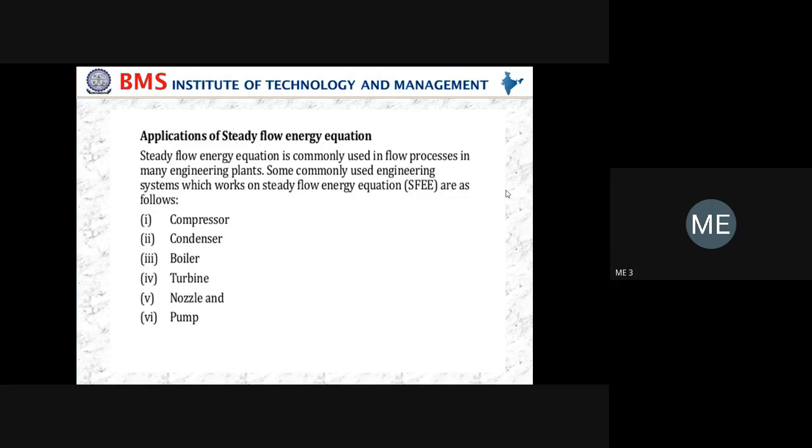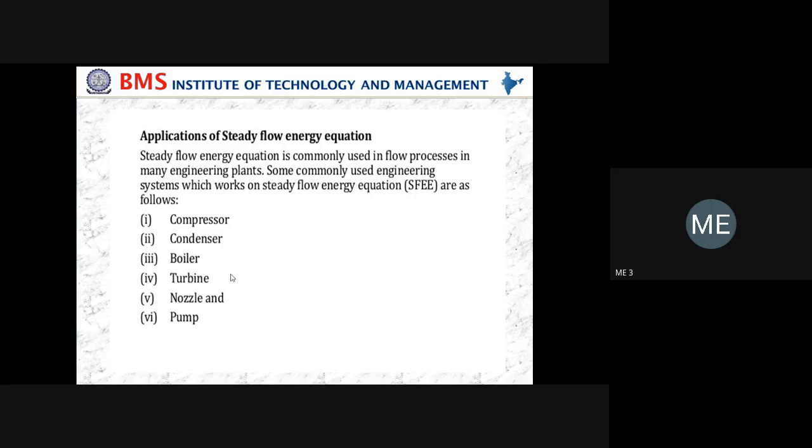We have thermal conductivity, then fin apparatus, then refrigeration, air conditioning, then heat exchanger apparatus. There the steady flow plays a very important role. Steady state means the thermodynamic properties like pressure, volume, temperature, etc. are not varying with respect to time, so they are invariant with respect to time. That is called the steady state. The steady flow energy equation is applied mainly to flow processes in many engineering plants, such as compressor, condenser, boiler, turbine, nozzle, and pump.